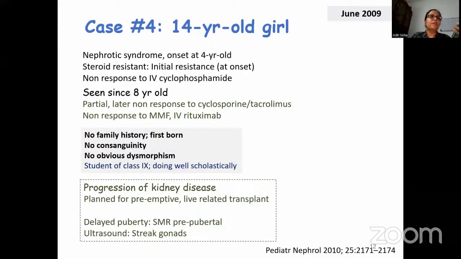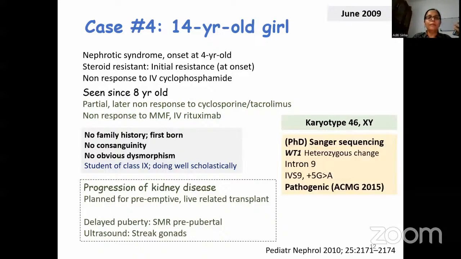Otherwise, there was absolutely nothing in the family history or in the morphology of the child or the scholastic performance to suggest anything different. Very surprisingly, she had a male karyotype. And this girl had been reared as a girl all along. Parents chose not to disclose her true gender to her.